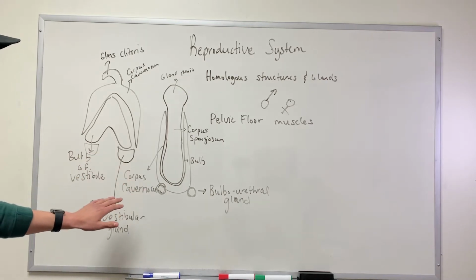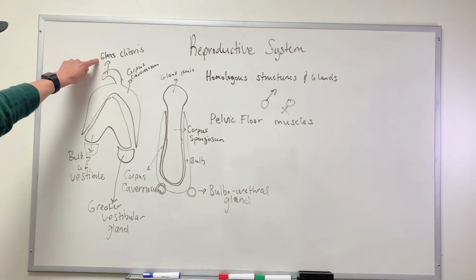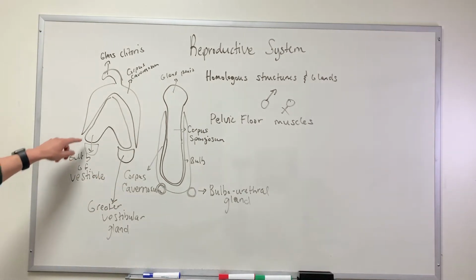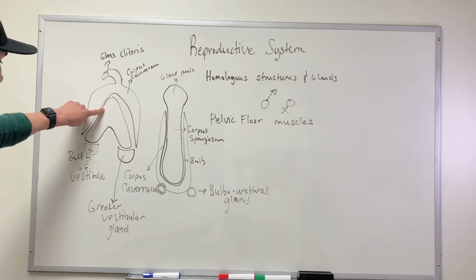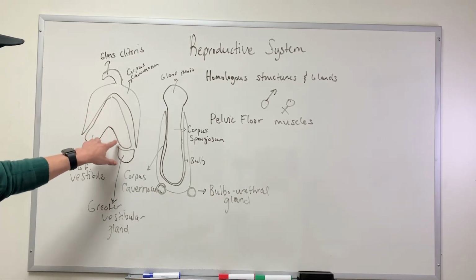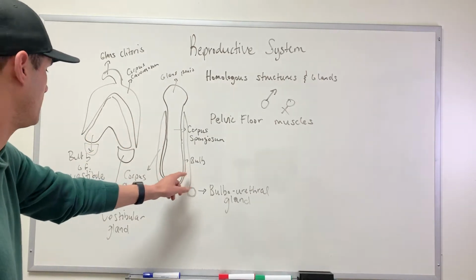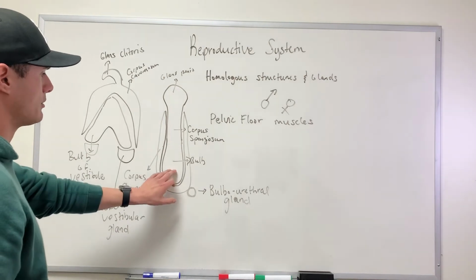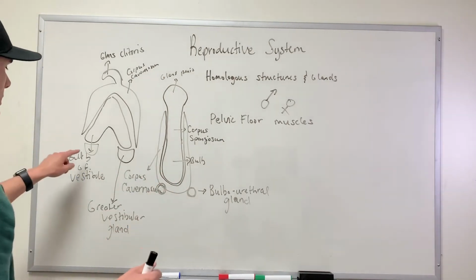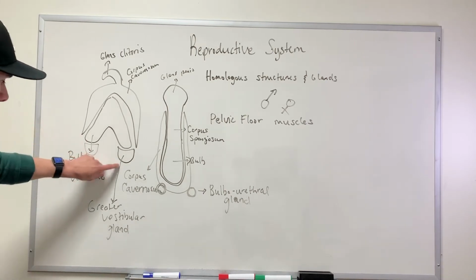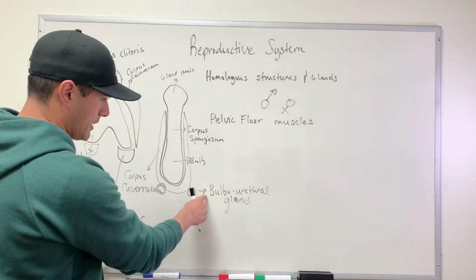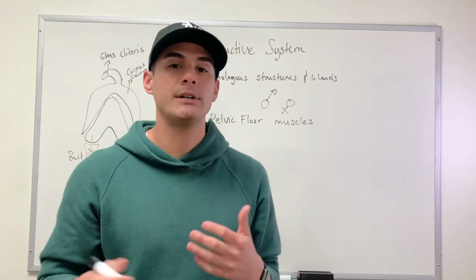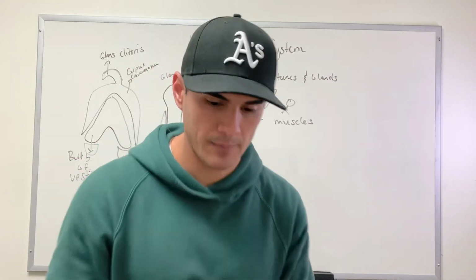Okay, so what are the homologous structures and some of the glands? The glans clitoris and the glans penis, both of these are homologous structures. Then we also look at the corpus cavernosum, and the bulb of the vestibule, which is here but bifurcated, and which is similar to here, where the bulb is right here, connected to the corpus spongiosum. And then the glands that are very similar, the greater vestibular gland and also the bulbourethral gland, because both of these secrete fluids that help to lubricate during intercourse for the male and the female. So let's look at the model.